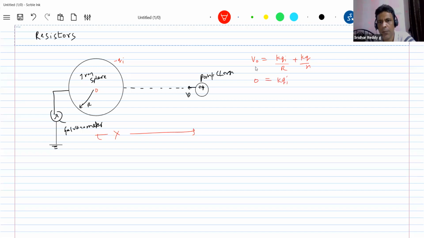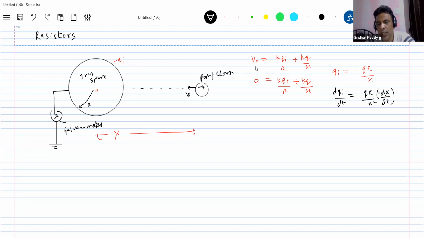So what is the expression for induced charge? Minus QR by X. Let me differentiate this. dQi by dt should become QR by X square into dx by dt. Here x is decreasing, so the negative sign has to come.